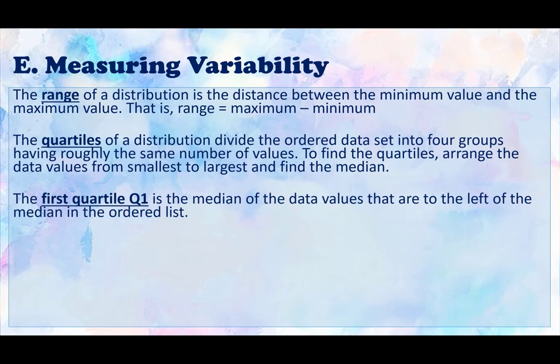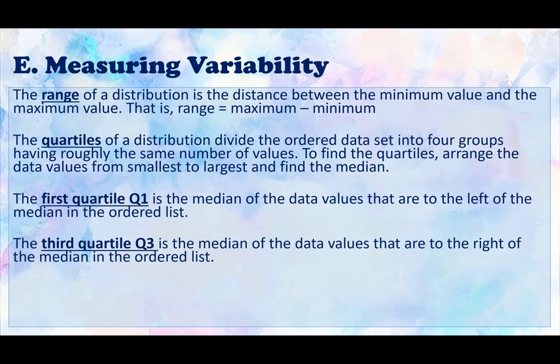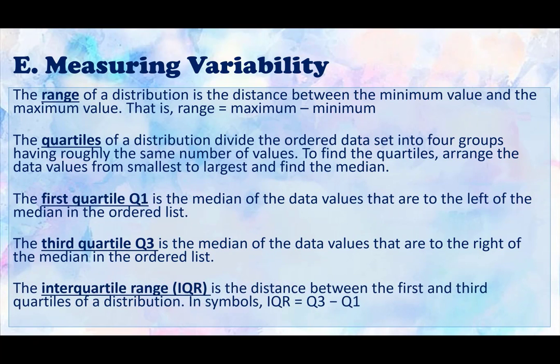The first quartile, or Q1, is the median of the data values that are to the left of the median in the ordered list. The third quartile, or Q3, is the median of the data values that are to the right of the median in the ordered list. And the interquartile range, I'll probably say IQR, is the distance between the first and third quartiles of the distribution. So in symbols, the IQR is actually Q3 minus Q1.